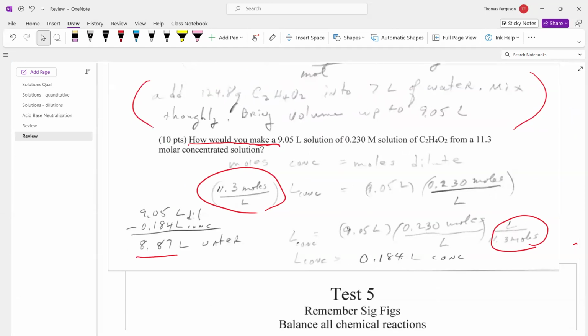So we're going to take 0.184 liters of the concentrated stuff, in other words, 184 milliliters, dump it in the jug, and then we're going to add 8.87 liters of water to bring it up to 9.05. Because the 9.05 includes two things: water plus the concentrated solution.